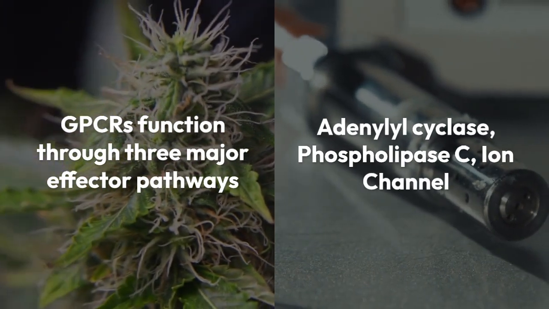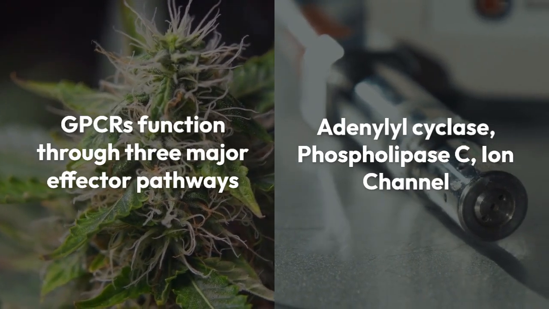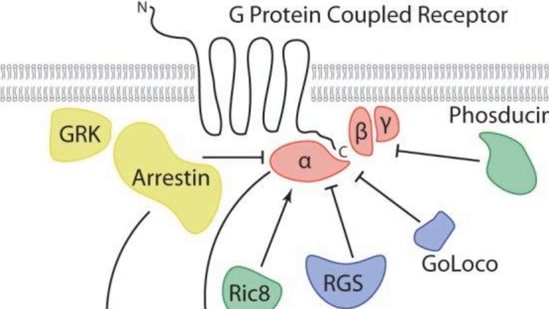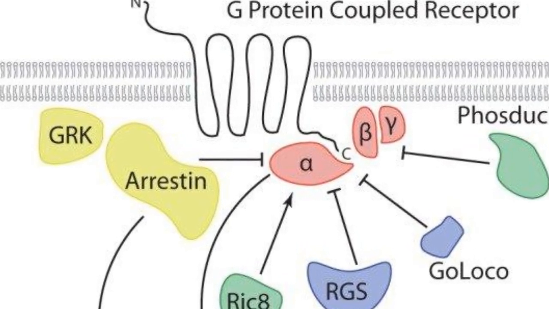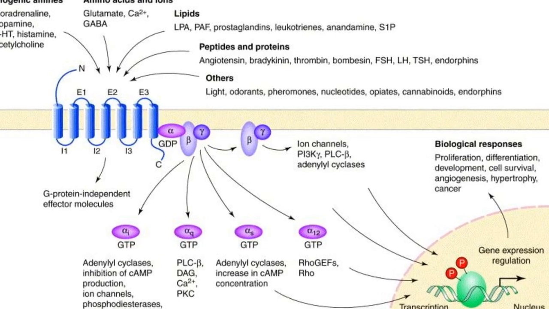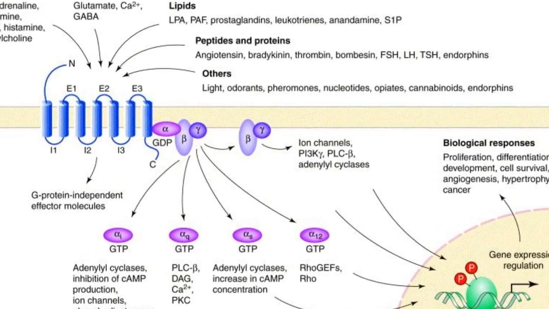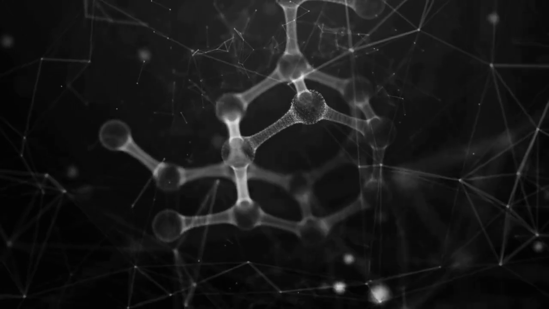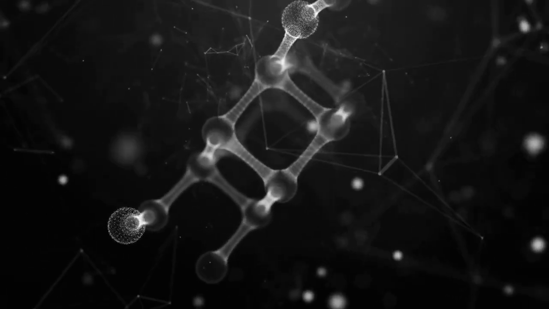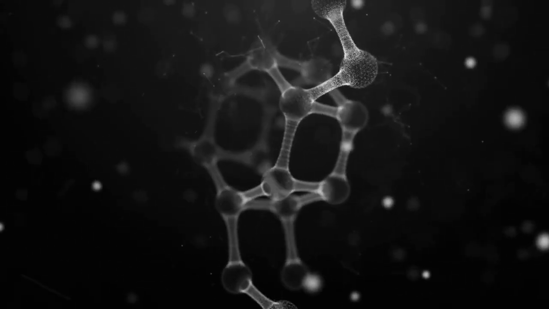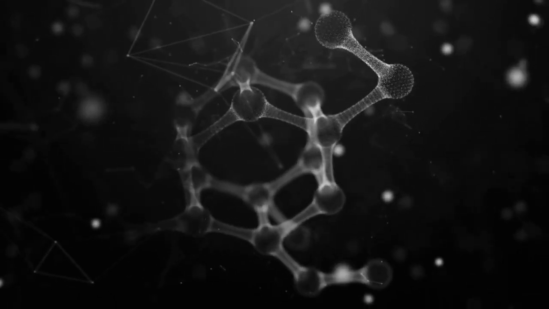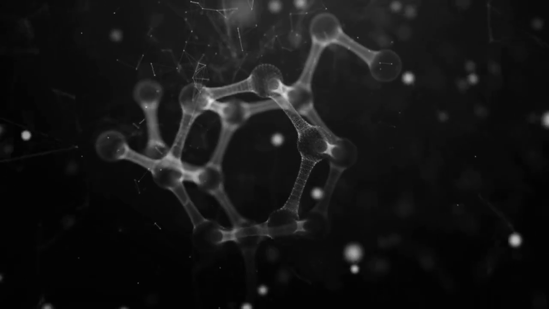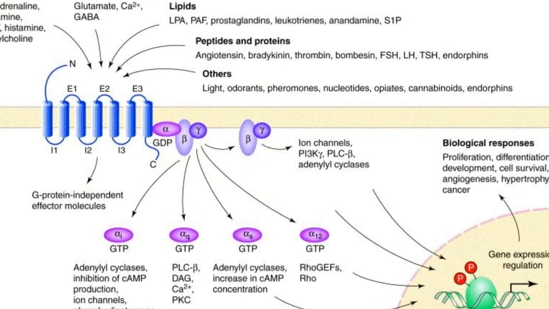GPCRs function through 3 major effector pathways: the adenylyl cyclase pathway, the phospholipase C pathway, and the ion channel pathway. Each pathway involves different second messengers and leads to various cellular responses. The adenylyl cyclase pathway results in the accumulation of cyclic AMP, cAMP, which activates protein kinase A, PKA. The phospholipase C pathway generates inositol trisphosphate, IP3, and diacylglycerol, DAG, leading to calcium release and protein kinase C, PKC activation. These pathways are crucial for regulating numerous physiological functions, from heart rate to hormone secretion.